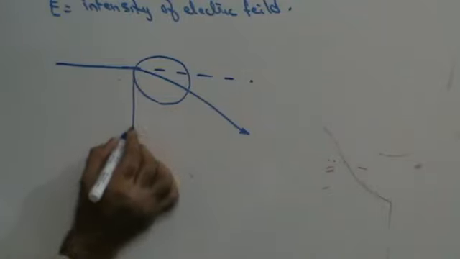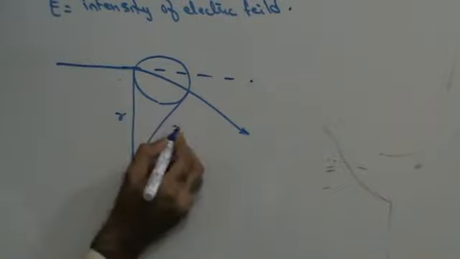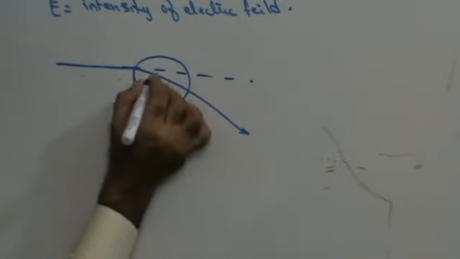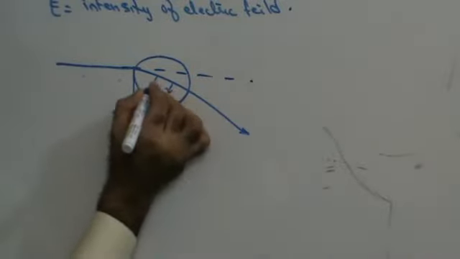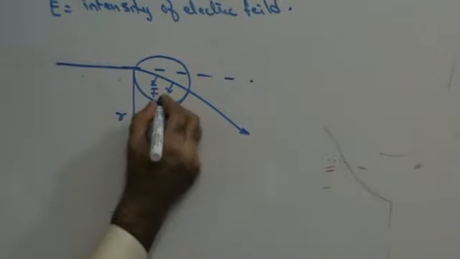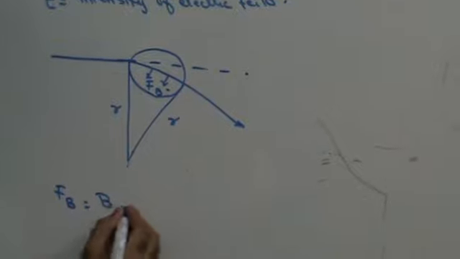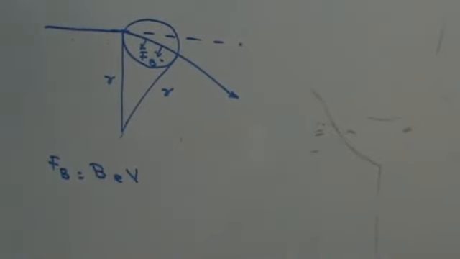Let's assume that R is the radius of this circle. Fine. This is going to be the force with which it is going to be pulled downwards. Let's call this FB, the magnetic force. The magnetic force with which the electron beam is going to be pulled in the horizontal plane, this is your horizontal plane, is going to be given by BeV.